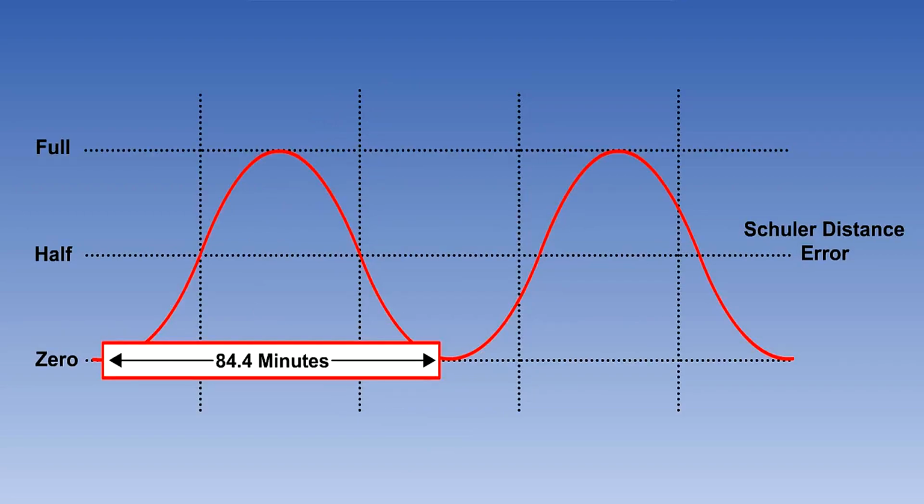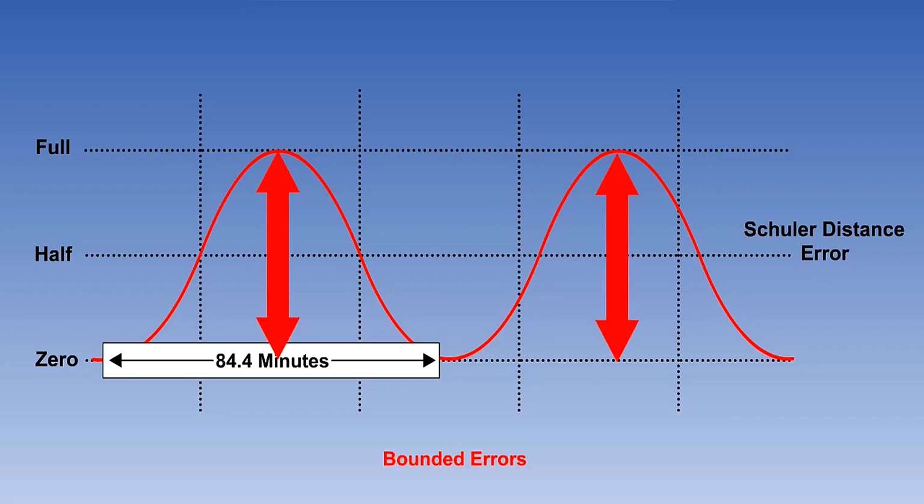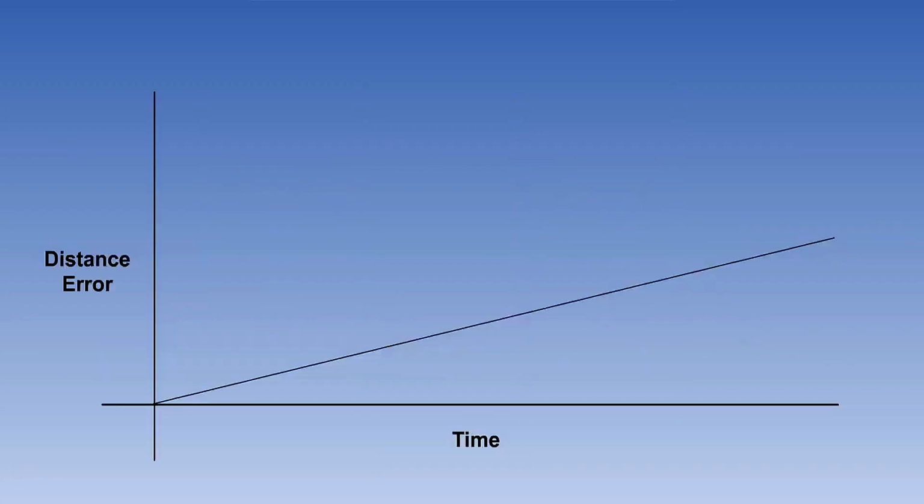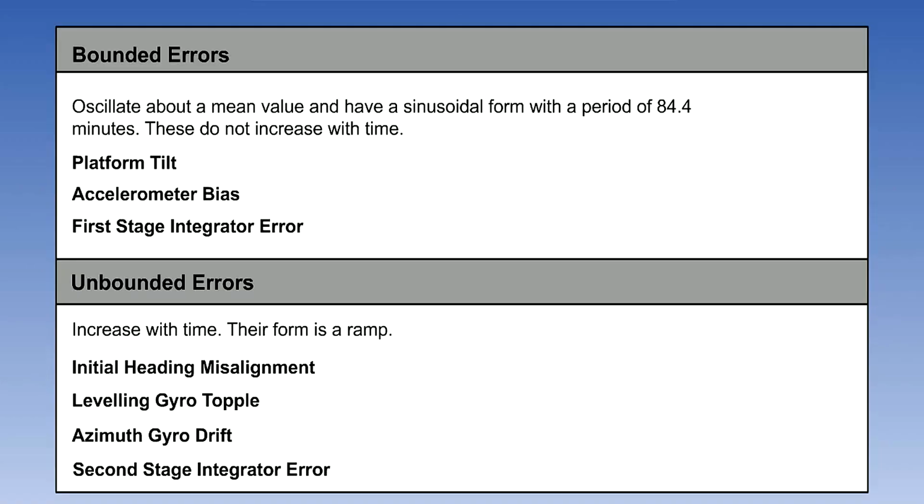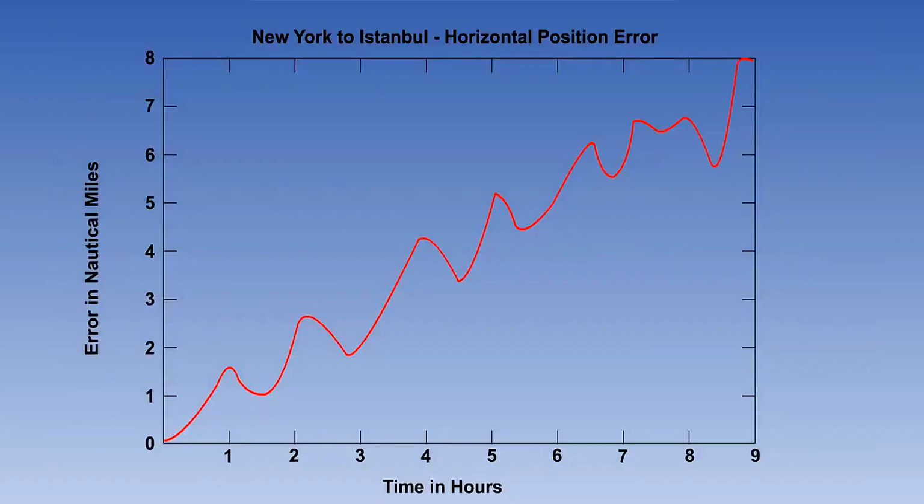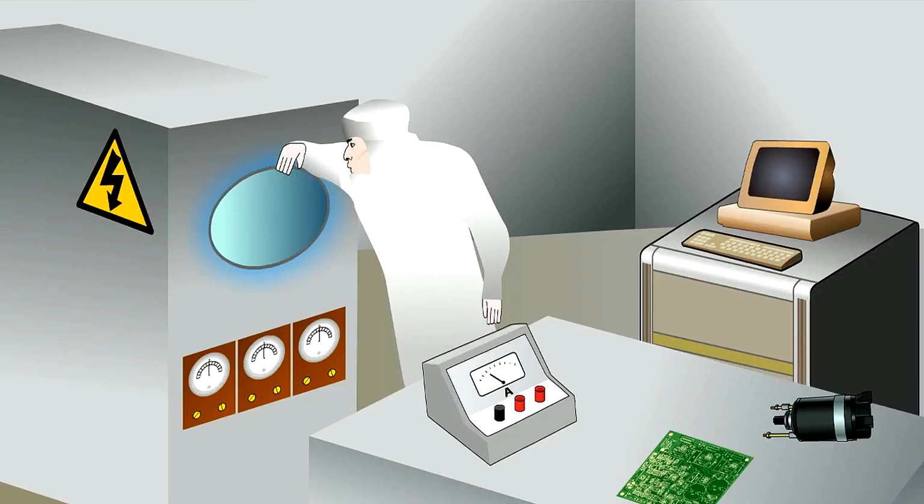The Schuler period is always 84.4 minutes, and the maximum displacement at the successive 42.2 minute points is always the same. We then said that there were other errors that don't fit this pattern, and that these are known as unbounded errors. This is the summary of errors which you must remember. They give an error propagation pattern like this. On a stand-alone INS, these errors cannot be removed.